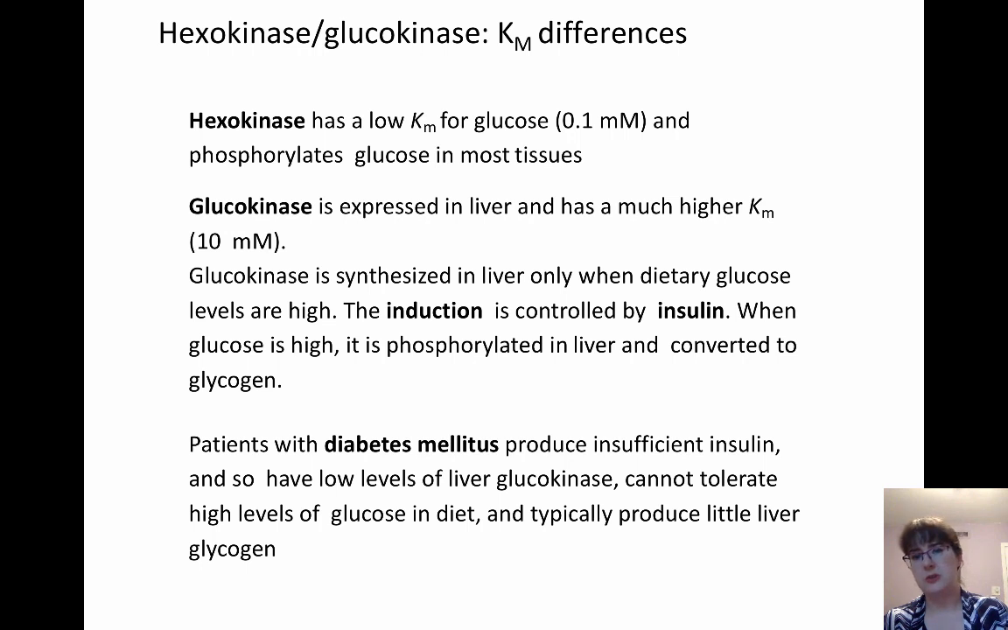So when you talk about patients who have diabetes, this is going to be providing insufficient insulin. Because patients may have low levels of insulin, they're also going to have low levels of liver glucokinase. So they don't have that backup system to help deal with all this extra glucose. They're only dealing with mainly hexokinase and not that backup to help them out. And so this is going to lead them to not be able to tolerate high levels of glucose in the diet, because their bodies just aren't processing it very well. And because of the lack of glucokinase, this is also going to lead them to not produce very much liver glycogen either. So not only are they not processing what they've got, they're also not storing the extra very well.